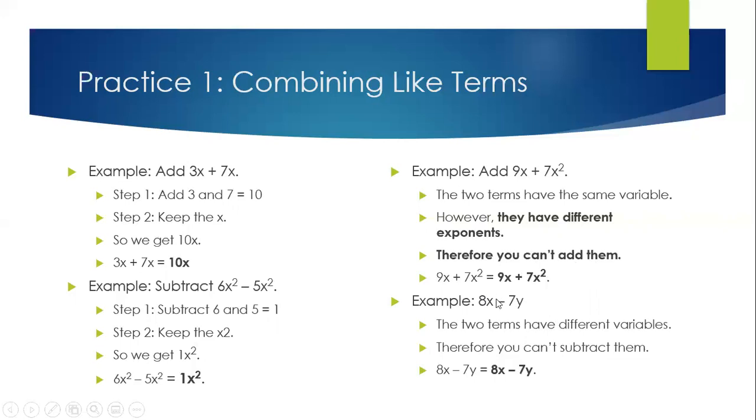All right, second example, I have 8x minus 7y. Those are clearly unlike terms. One's an x and one is a y. I can't subtract them because one's an x and one's a y. They're unlike terms. So what can I do with 8x minus 7y? Well, all I can do is say 8x minus 7y. I literally cannot do anything else to it. I can't add those together. I can't subtract those from each other. All I can do is say 8x minus 7y is 8x minus 7y.